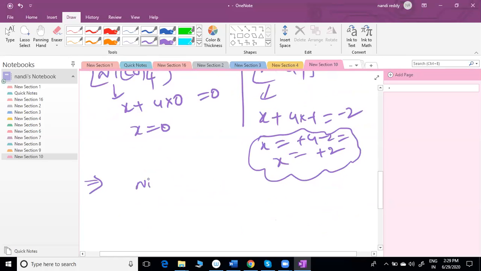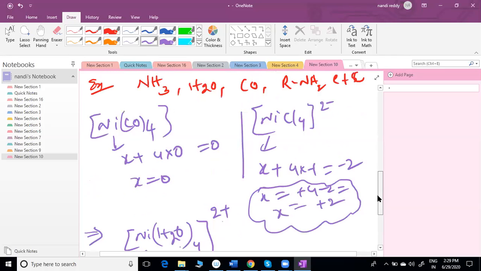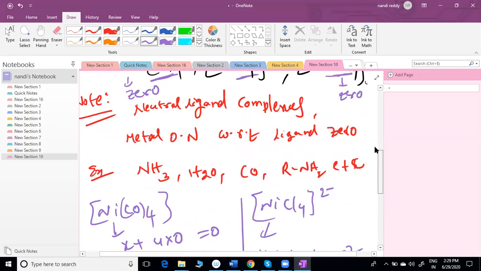Next, Ni(H2O)4. These are complex compounds, but I'm giving the process along with the oxidation number calculation. Nickel is X. The process is the same. Plus 4 water, which is 0 because it is a neutral ligand, equal to the charge, plus 2. So X equal to plus 2. Clear? These are the oxidation number calculations of complex compounds. Please check it and note down.